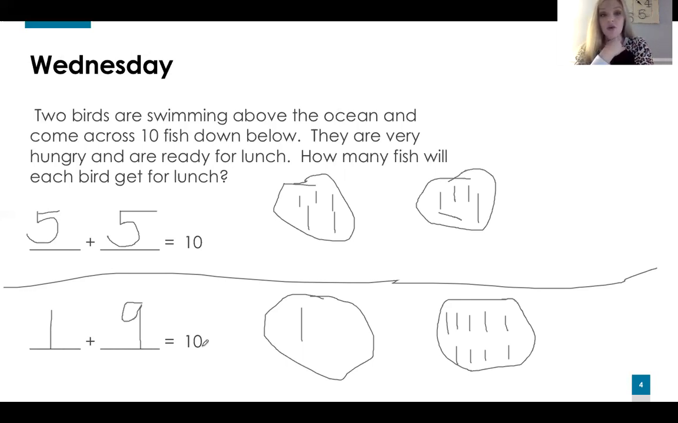So this week you are going to be focusing on how many different ways to decompose these numbers and figure out how many each animal could get.